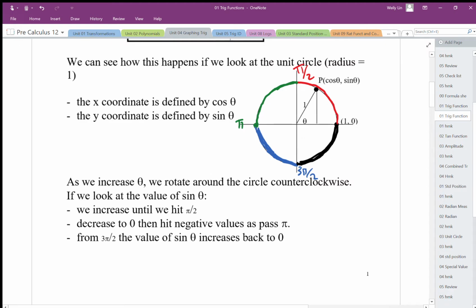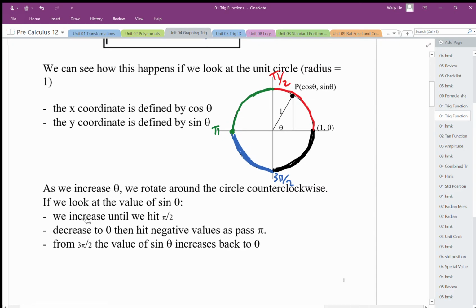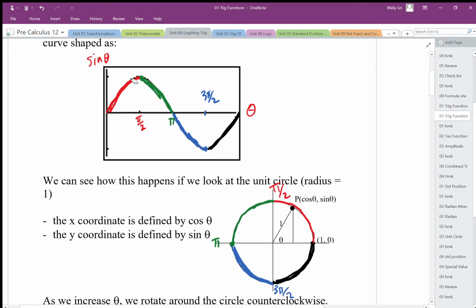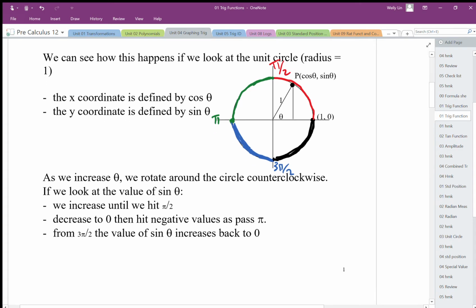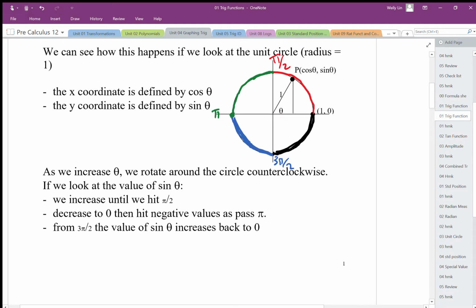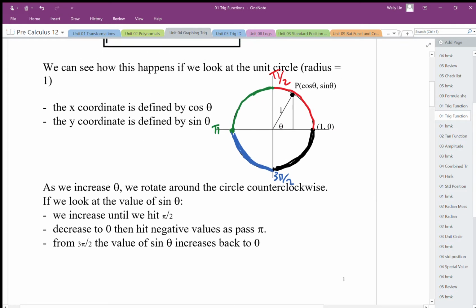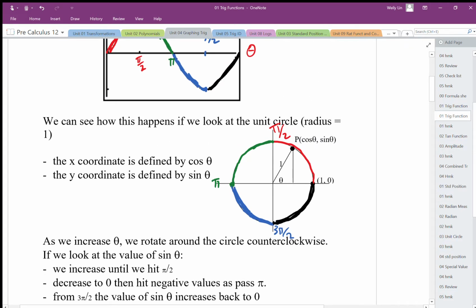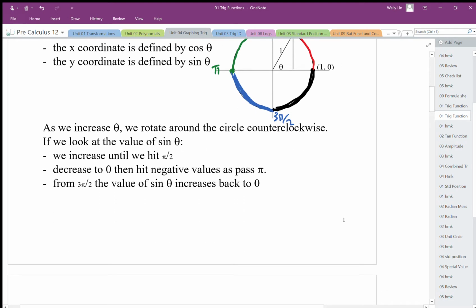So the key parts of this then again is if we look at the sine value, it increases till you hit pi over 2, okay, up there in red. And you can see that at pi over 2 we max out that y coordinate. It decreases to 0 and goes negative as we pass pi over 2, as we pass pi. There it is, we hit 0 all the way down to -1. And from 3 pi over 2 back to 0, the y value increases all the way back to 0, okay, when we hit 2 pi. And then because this is cyclical, that pattern will then repeat itself as we go through another period.